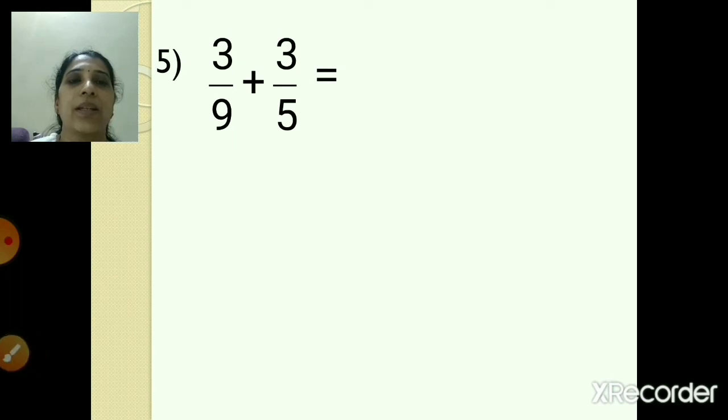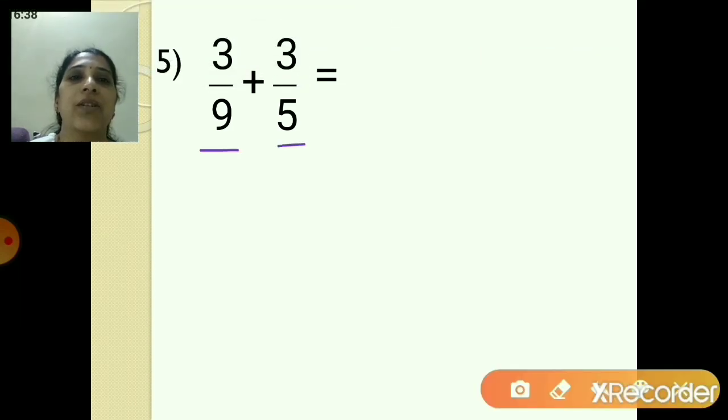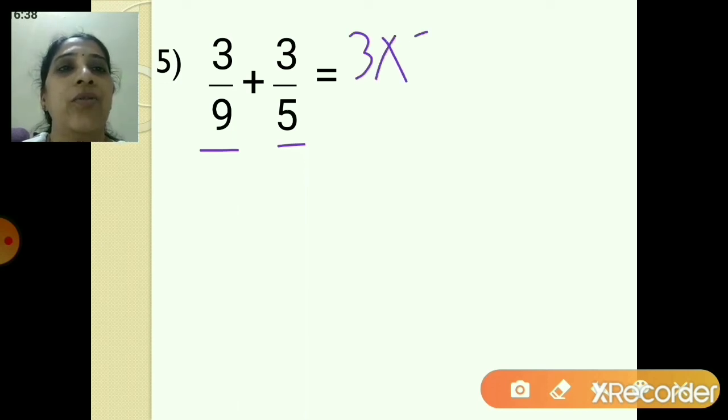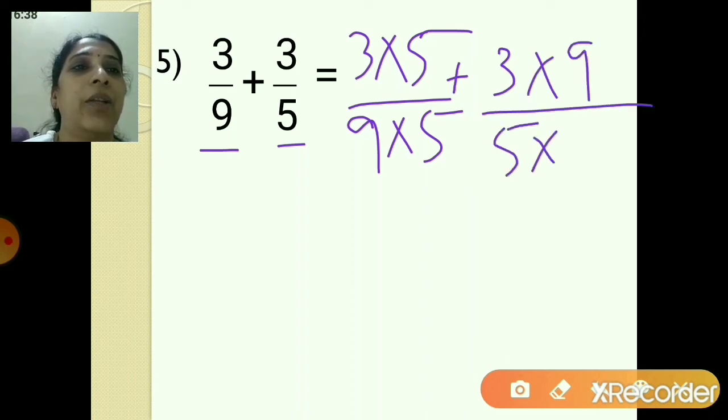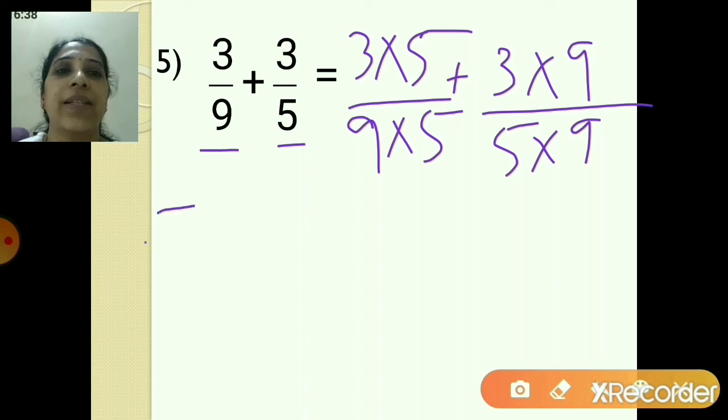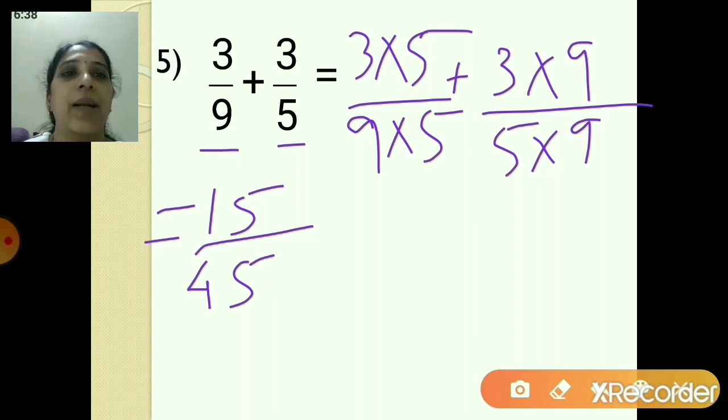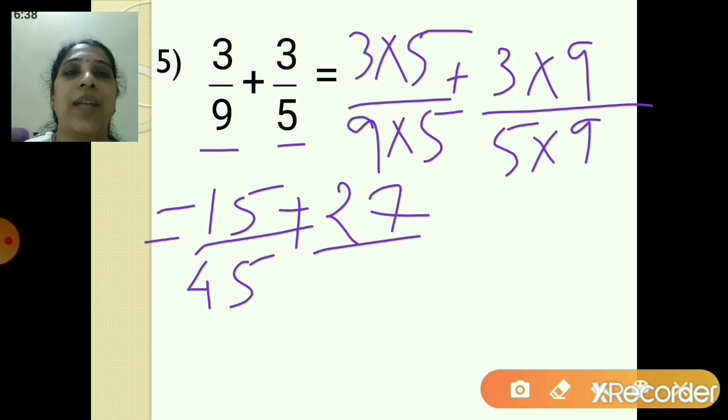Next one is 3 upon 9 plus 3 upon 5. Again, see the denominators 9 and 5. Right? So again you are going to carry out cross multiplication. So 3 into 5 upon 9 into 5. Right? Plus 3 into 9 upon 5 into 9. So what is 3 5s are? 3 5s is 15. And what is 9 5s are? 45. Plus 3 9s is what? 27.